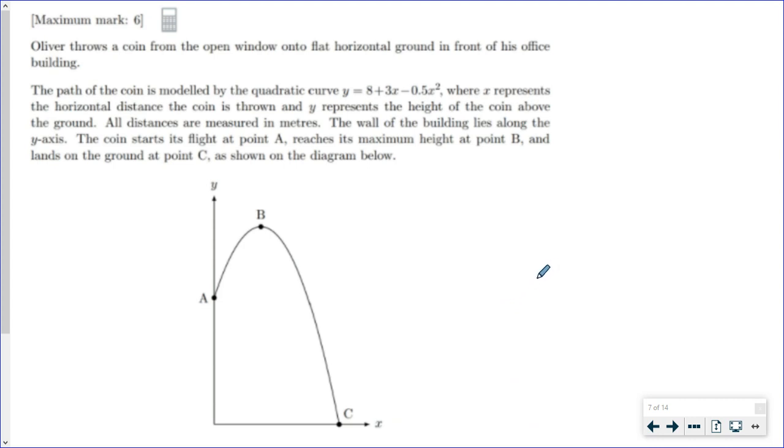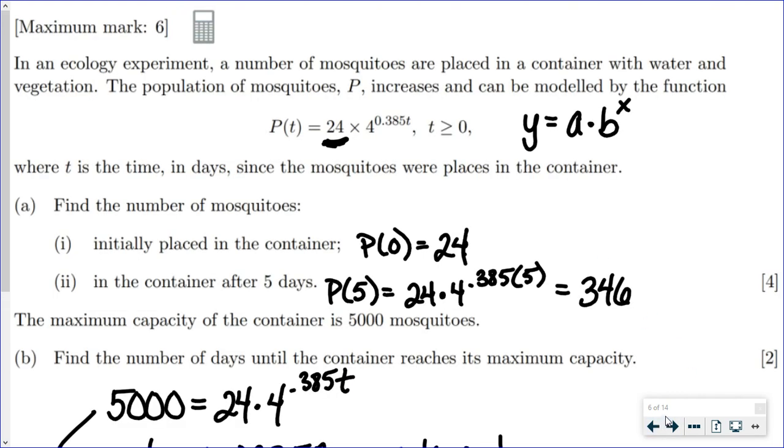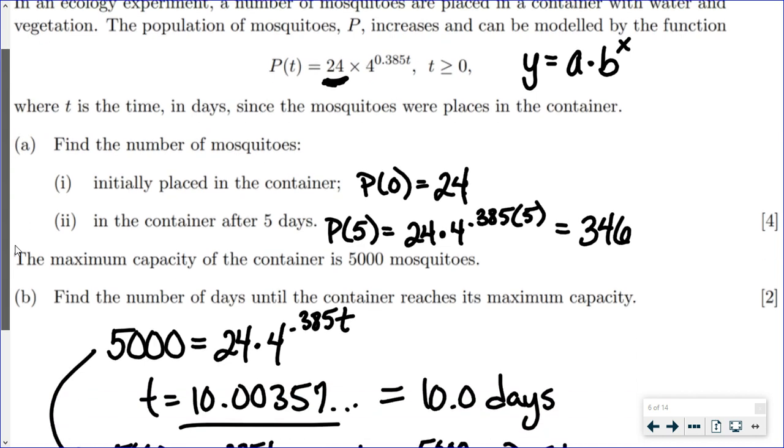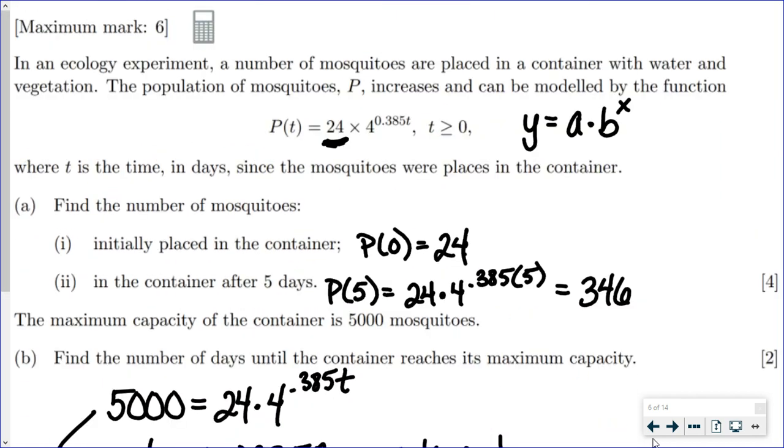Oliver throws a coin from the open window onto a flat horizontal ground in front of his office. All right, the path of the coin is modeled by the quadratic curve y is equal to 8 plus 3x minus 0.5x squared. Did I skip one? I had a log question in there. I'll just come back to that at the end.